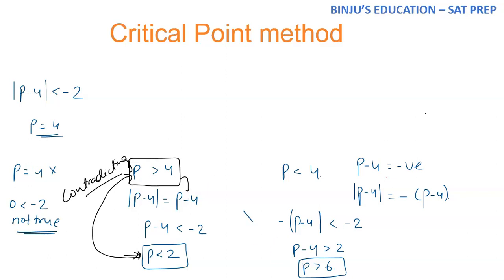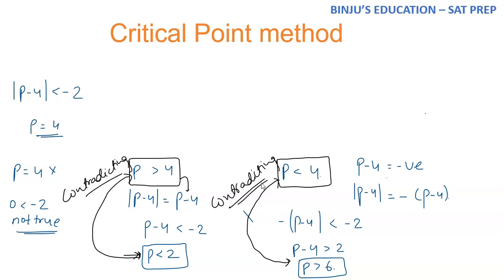Now observe again, we are taking p to be less than 4. However, my conclusion is p is greater than 6. Again, they are contradicting. Can you take this into consideration? Again, no. So you'll observe that no value of p satisfies, whether p is equal to 4, greater than 4, or less than 4.